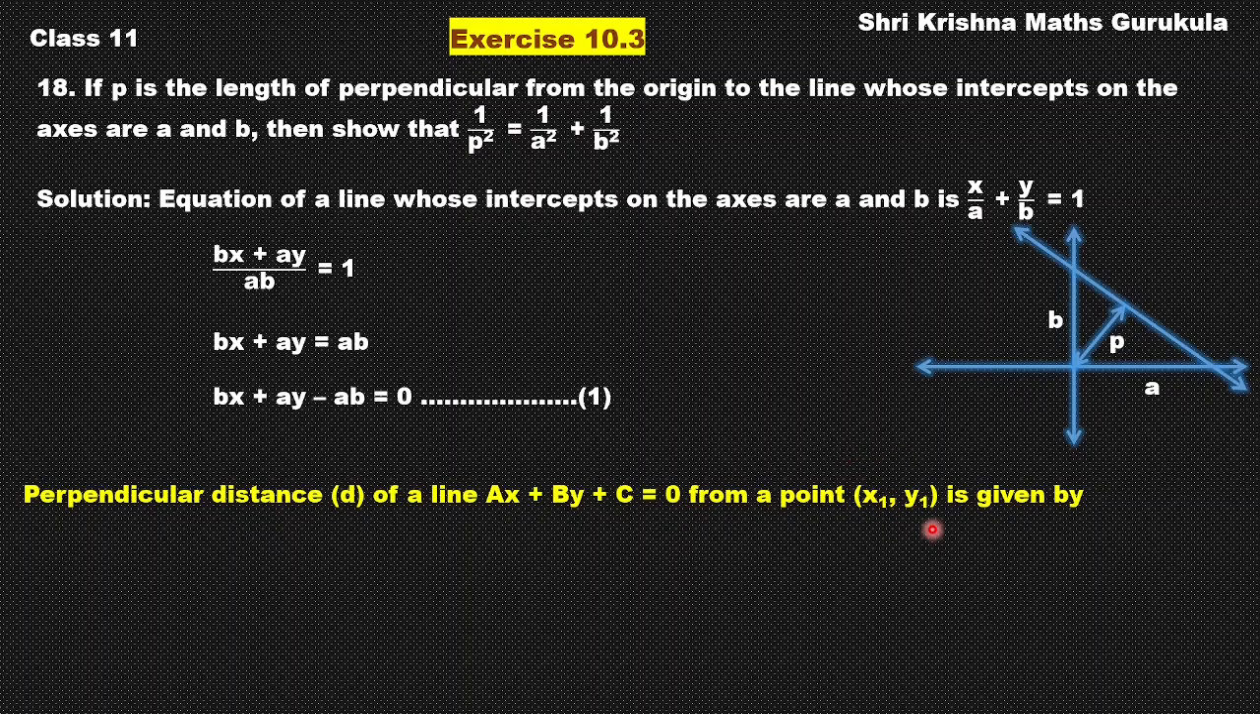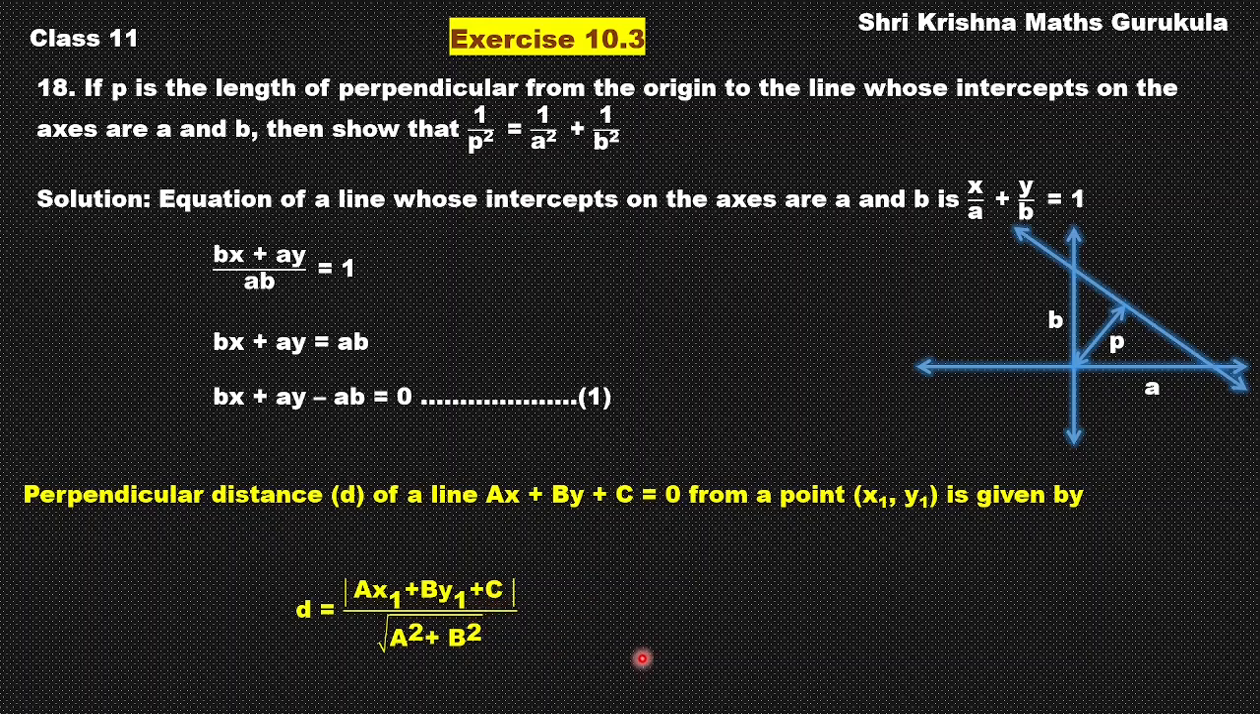Then from this point x1, y1, what is the formula to find the distance? It is D is equal to modulus of Ax1 plus By1 plus C whole divided by root of A square plus B square. Now we shall apply this whole data into this formula. So this D is given as that perpendicular distance to be P. So we will be substituting that as P here, and x1, y1 in this case is 0, 0. So dear students, this is the formula to find the perpendicular distance from any point to the line.